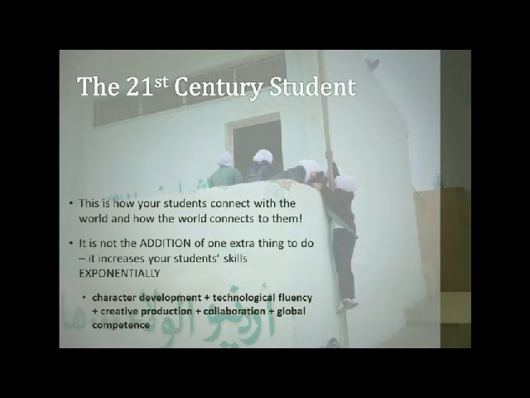And one of the things that I've really reached, the conclusion I've reached, is that social media is not an addition to. It's not one more thing that you have to cover. It's not the same as including a computer class or including a computer section in your class. It's not addition. It's an exponential change. You are taking your lesson and you are raising it to include the character development that goes on, the technological fluency that your students engage with, the creative production that they have to do, and the collaboration and global competence that the students are required to practice through using social media.